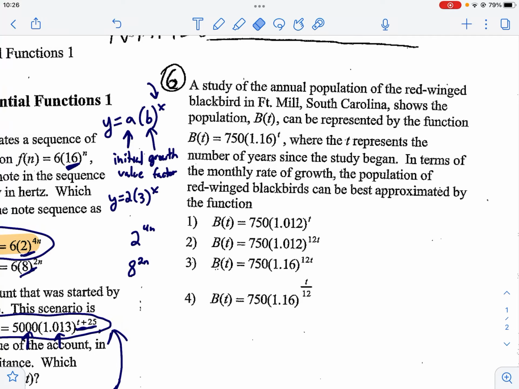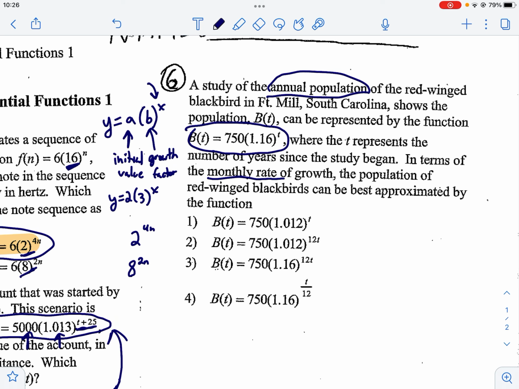For number 6, we also need to manipulate or think about how we can rewrite this function given to us, which represents a study of an annual population. And we're asked to think about how we could rewrite that if it's not an annual rate, but instead a monthly rate.